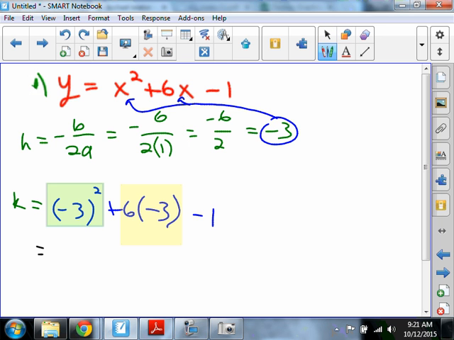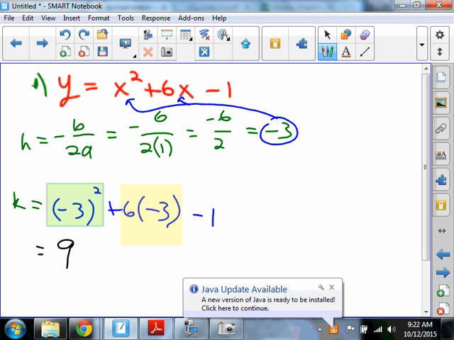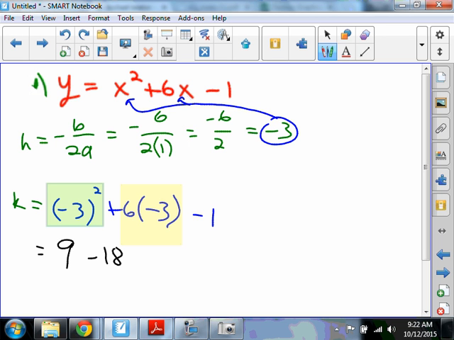When I square -3, I get 9. That next term, what am I going to get? A -18. One of them is positive, one of them is negative. 18 is twice the size of 9. Make sense? That means my h is right, and I'm on the way to the right answer here. Yeah, good. So 9 minus 18 is -9, minus 1, and there we get -10.